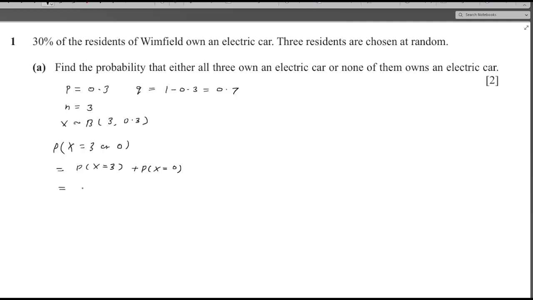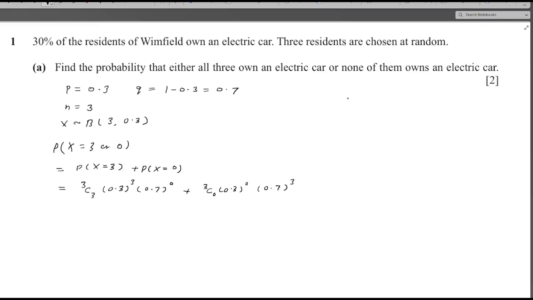Now when I say probability of X equal to 3, it will be 3C3, your possibility of success which is 0.3, so 0.3 power 3, and possibility of failure, which is 0.7, 0.7 power 0. Plus, when none of them are owning the electric car, then in that case your possibility is 3C0, 0.3 power 0, 0.7 power 3.